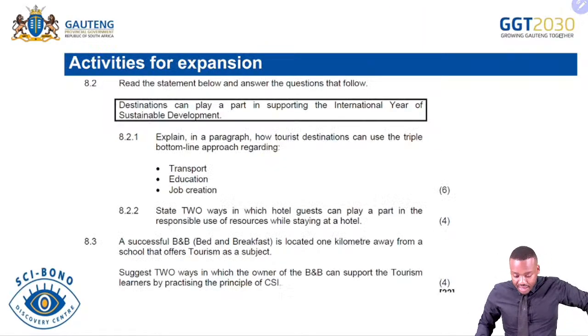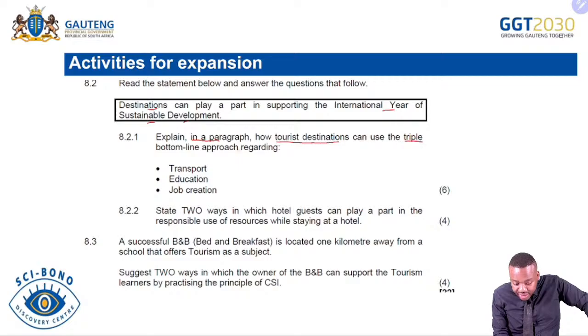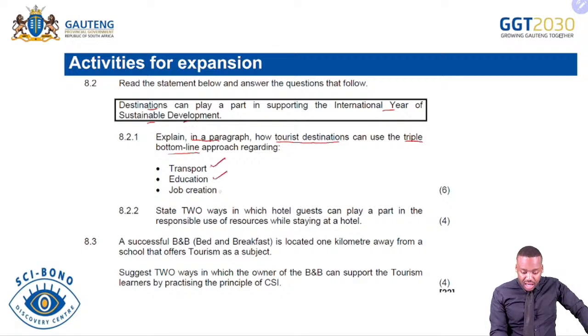Let's just look at this case study, meaning this is going to be part of your question 8. It is a question from one of the past papers. And here you need to make sure that you write if you want to get marks. Read the statement below and answer the questions. Destinations can play part in supporting the International Year of Sustainable Development. 8.2.1. That is a leading statement. Explain in a paragraph how a tourism destination can use the triple bottom line approach regarding the following: regarding transport, regarding education, and regarding job creation.